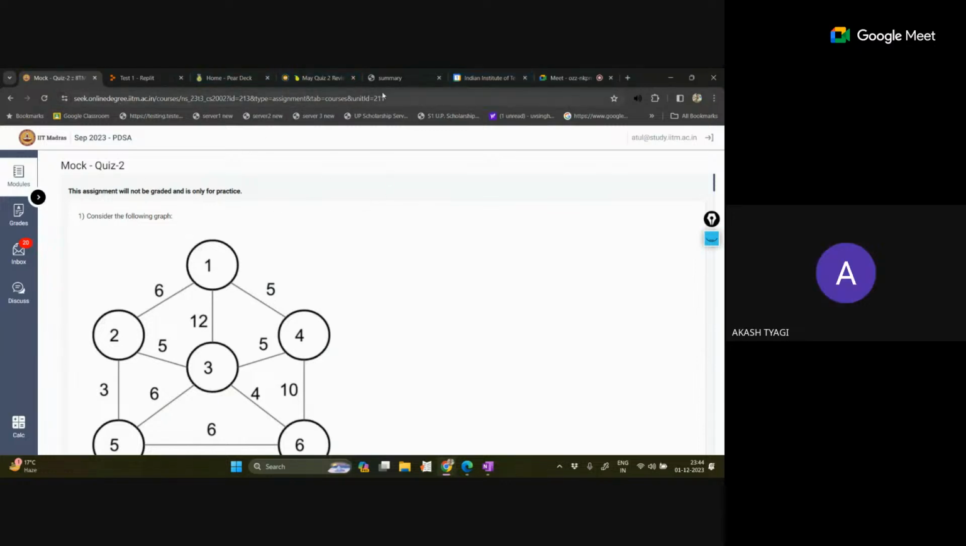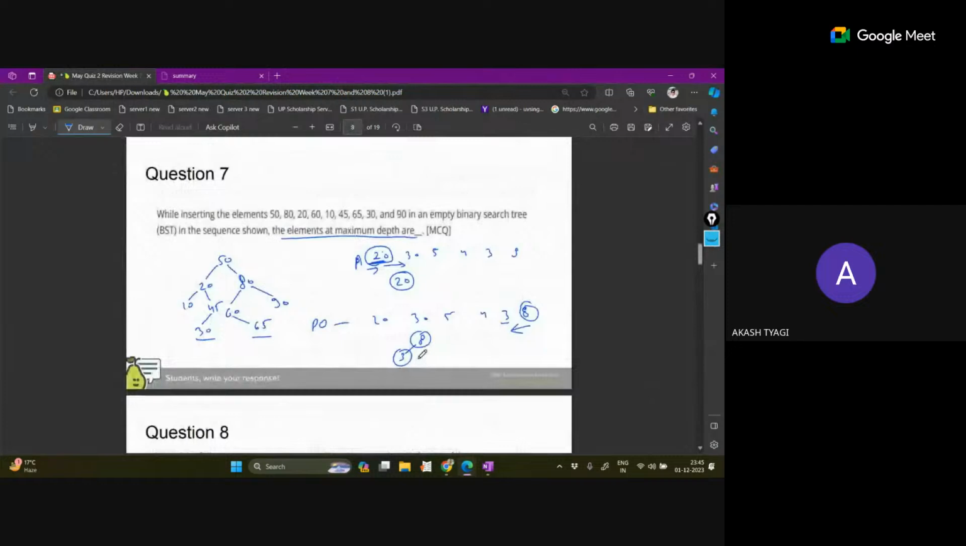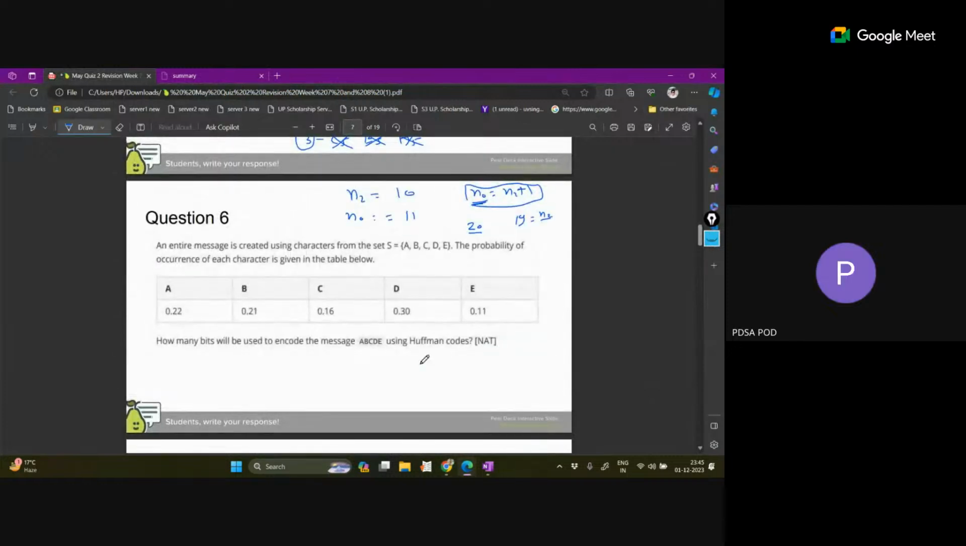Sir, question number 6 in the previous year question, sir. I don't have the previous question. Can you just share the question? No, sir. Sir, which you have discussed before this. Okay. Yes, sir. In this question, number 6, sir. I have no idea about that. This Huffman tree? Yes, sir. So this probability is given.